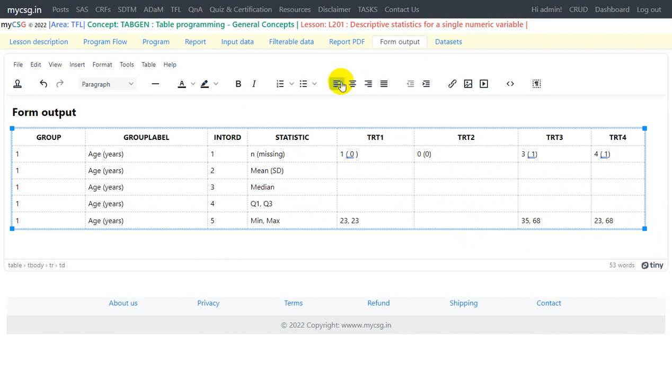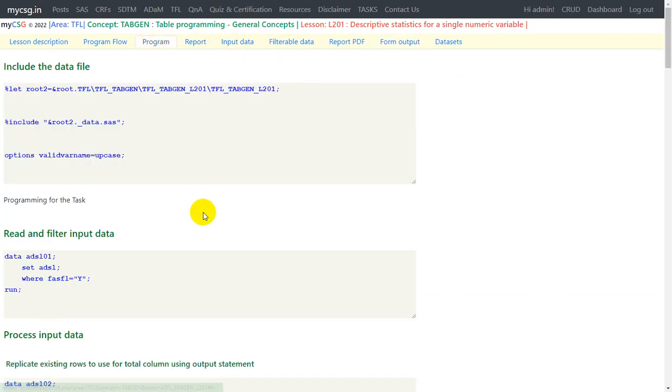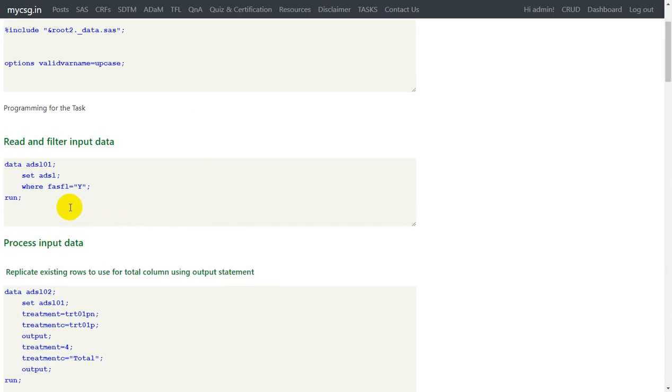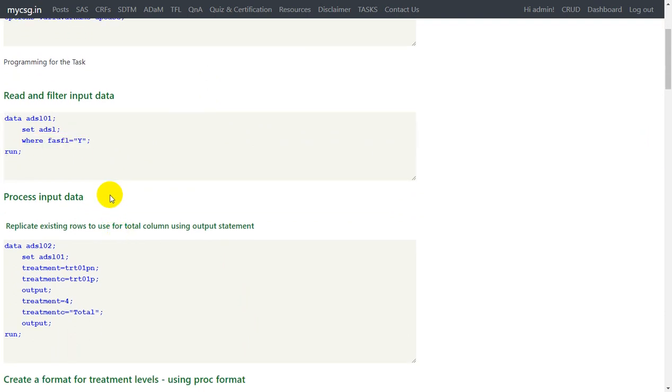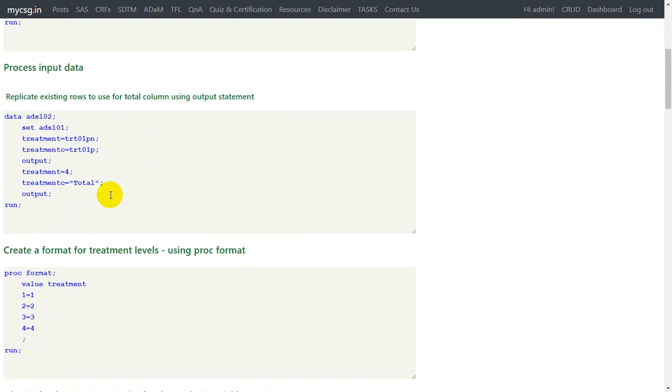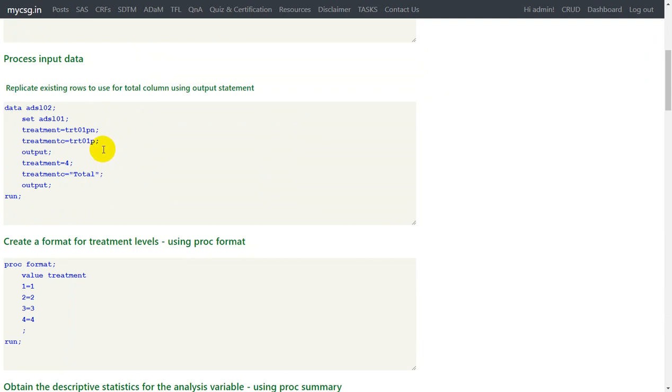Now let us move to the programming that is being used to generate this final output. So here we have our program. We were asked to generate the table based on the subjects who were in the full analysis set. So I am subsetting only those subjects who were part of that analysis set using a where statement. And then I am processing. We had in the report that along with the three dose levels, we had to present the total column as well.